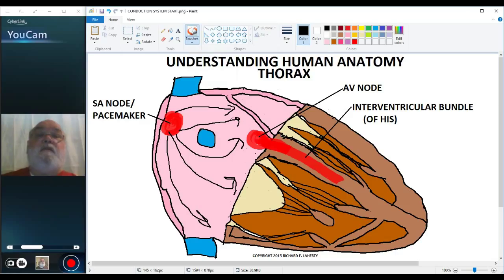Now, the interventricular bundle divides into a left and a right bundle branch. And these bundle branches are situated so that they pass underneath papillary muscles, so that the papillary muscle gets a signal ahead of the rest of the ventricular musculature.